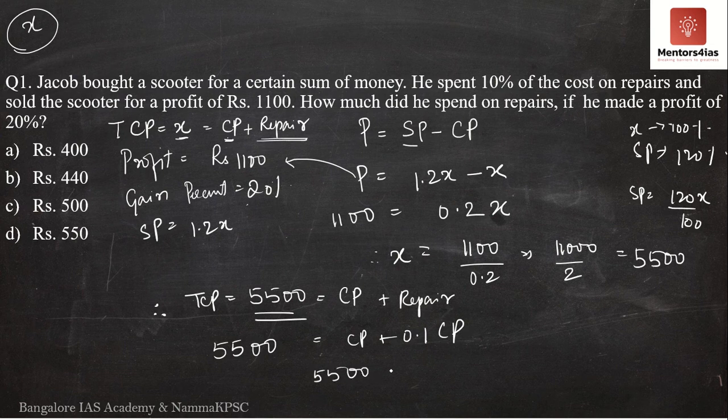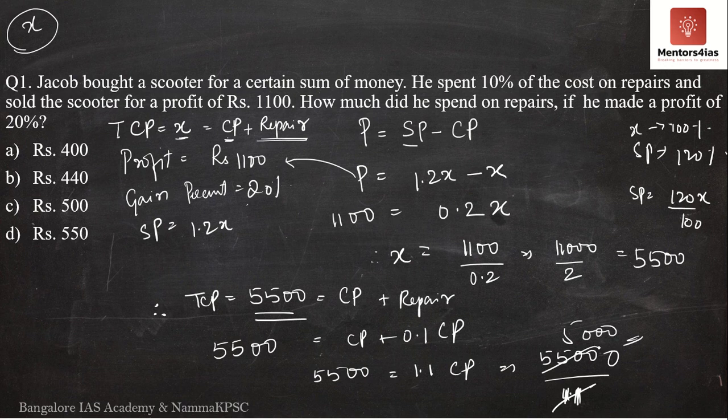This is nothing but 5,500 is equal to 1.1 times cost price, or cost price is nothing but 5,500 divided by 1.1, or I will write it as 55,000 by 11. 11 5s are 55. So cost price is nothing but 5,000. So the initial purchase price of the scooter, Jacob spent 5,000 rupees to purchase a scooter.